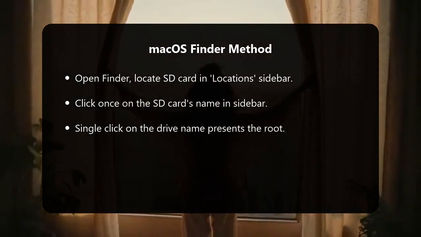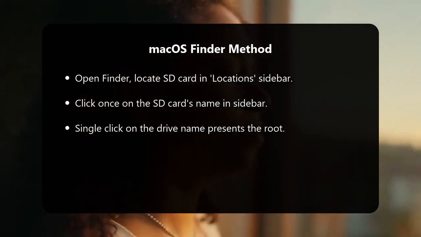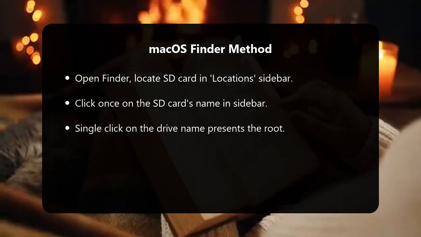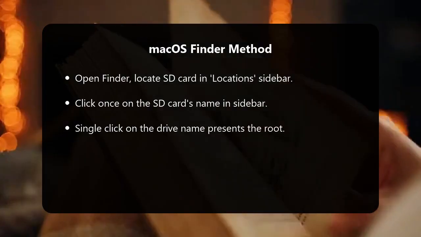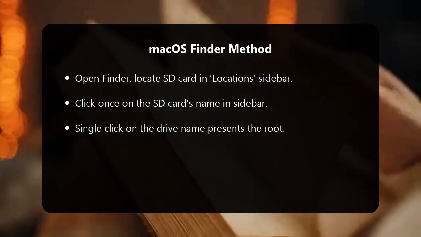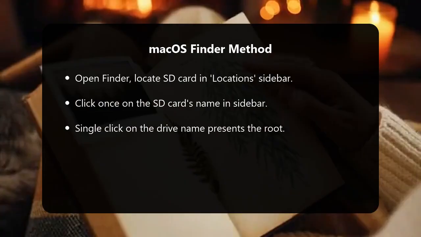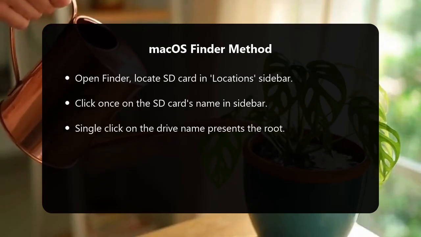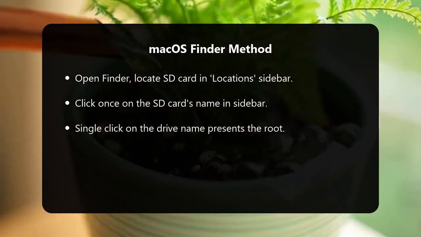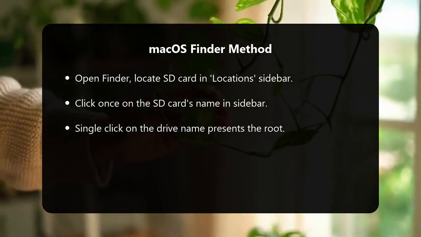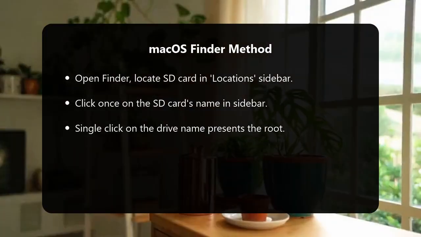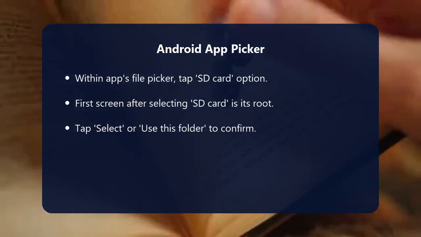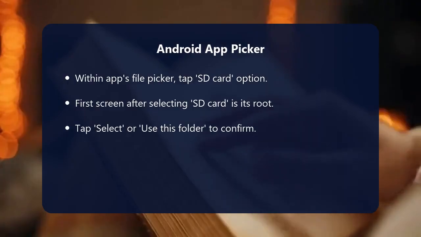For Android devices, selecting the root directory often occurs within the context of a specific app that needs to access the SD card. When an app prompts you to choose a location, it will usually open a file picker interface. You'll typically see options like Internal storage and SD card, or External storage, in a menu, often accessible via a hamburger icon, 3 horizontal lines, or 3 dots. Tap SD card. The very first screen that appears after selecting SD card in this file picker is its root directory.